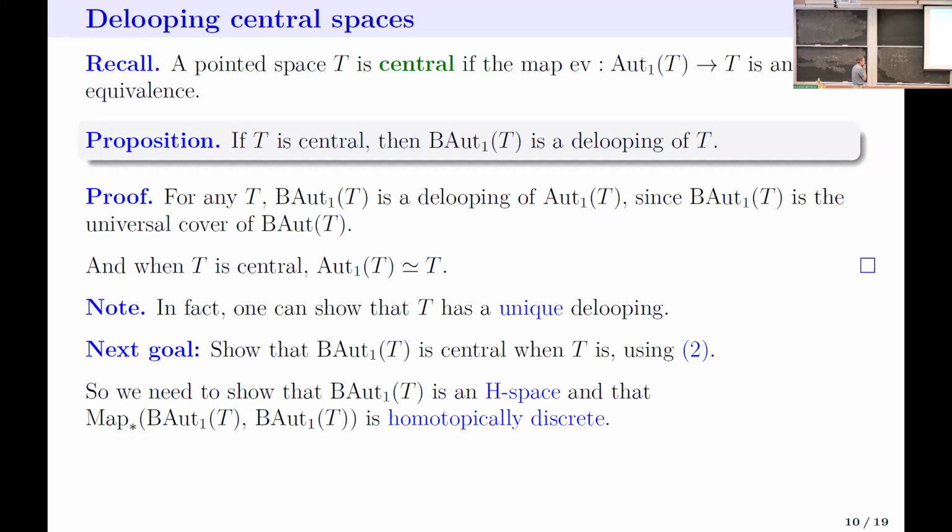So what I want to show next, though, is that when T is central, B01 of T is again central, which means you can iterate this process. And I want to use the second point in that proposition that gave 4 equivalent characterizations. So by that second one, I would have to show you 2 things. I'd have to show you that B01 of T is an H space. It's already connected because it's simply connected. And I have to show you that this pointed mapping space is homotopically discrete. So those will be the things that I do in the next couple of slides.